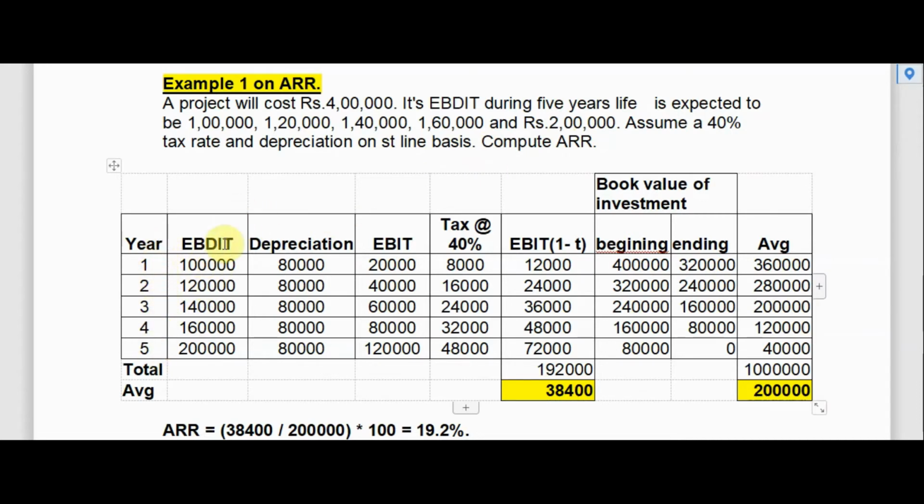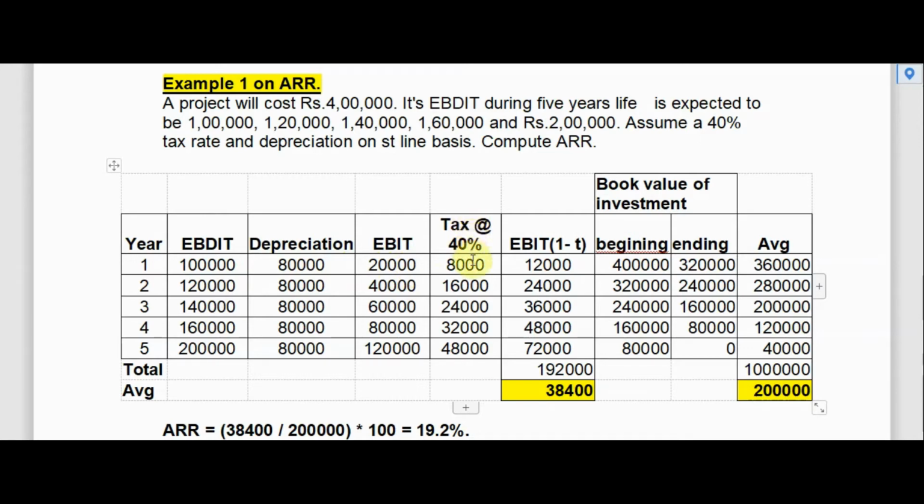First column is the year, then earnings before depreciation, interest and taxes, the amounts are given. As the cost of the machine is 4 lakh and the life is 5 years, straight line depreciation per year is 80,000. After deducting the depreciation, we get the earnings before interest and tax. 1 lakh minus 80,000 equals 20,000.